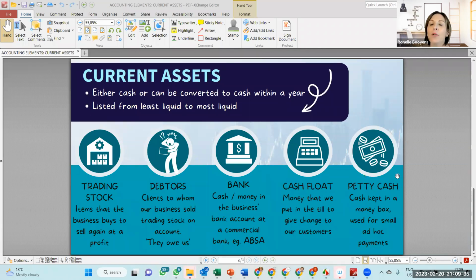Then the last one that we're looking at is petty cash. Now, often you will find in businesses or organizations or shops, in the safe or in a safe place, usually with the secretary or one of the financial or administrative personnel, a little money box that's kept safe with a bit of cash in that container. And that's often used for what we call ad hoc payments. Those are things that we randomly and quickly have to buy or pay.